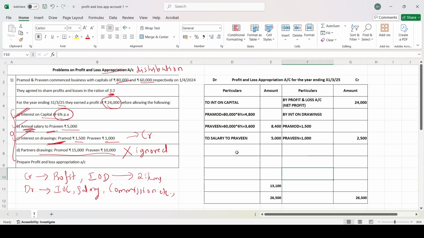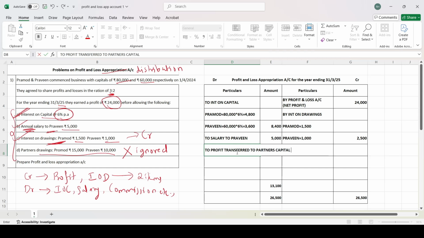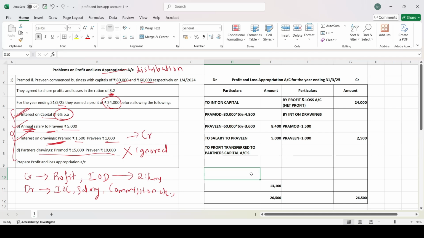Okay. So now we will move on to profit transferred to partners' capital accounts. Now we will move on to one by one partner. Who is the first partner? Pramod. What is the profit which we have earned here after distributing? That is 13,100.